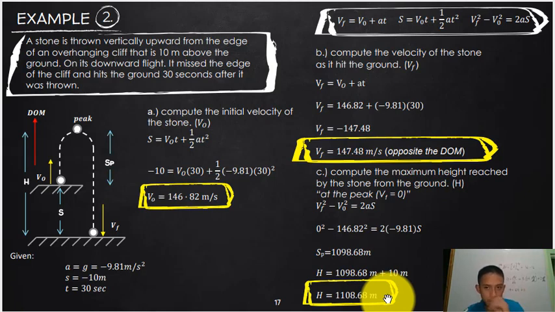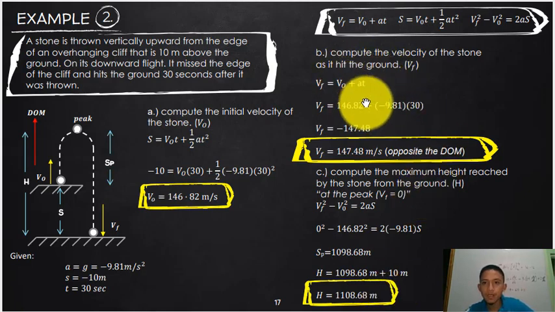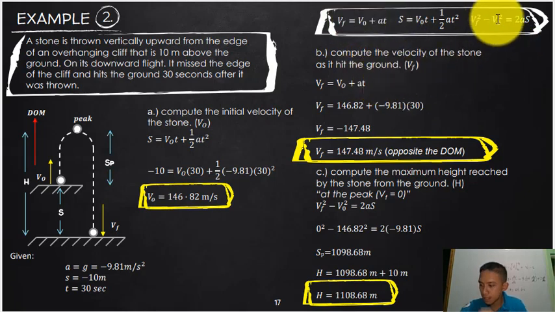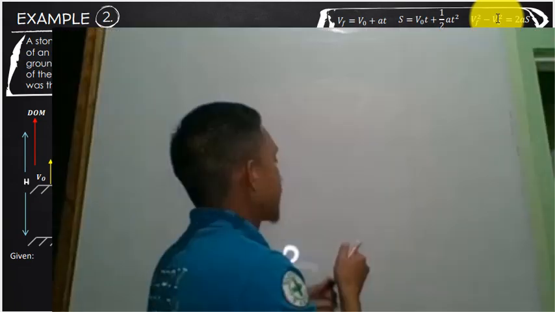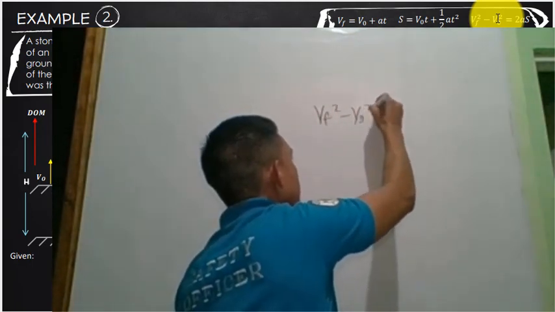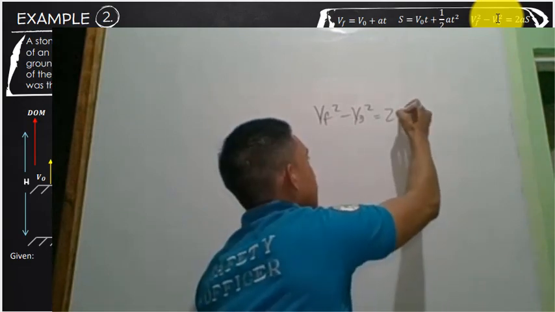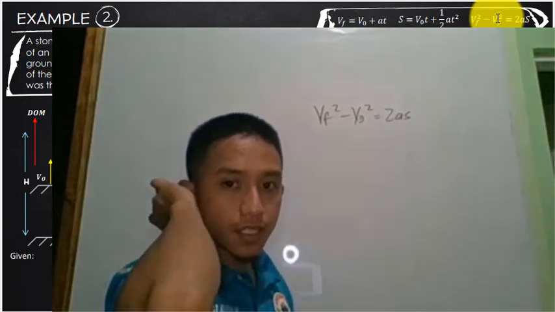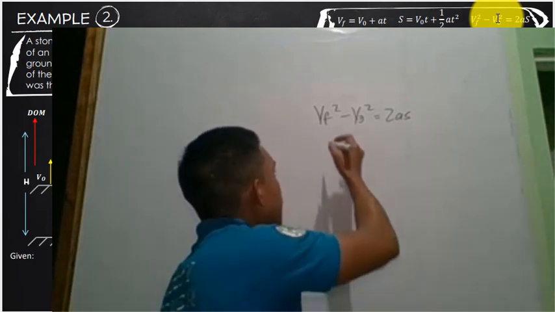Now I will show you the other solution. In here we are solving V sub f, and that is the equation that we use, but actually you can make use of this. Instead of using VF equals VO plus AT, you can actually make use of VF squared minus VO squared equals 2AS. What we are solving there is VF, so VF is the unknown.